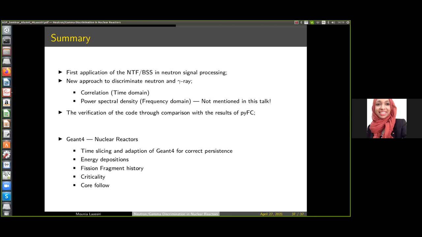For the next part, I mean the reactor simulation by using GEANT4, many features of the reactor were simulated, such as time slicing and adaptation of GEANT4 for correct persistence, energy depositions, fission fragments, history, criticality, core follow. So in fact, the aim of this project, the reactor simulation, is to simulate an open source reactor code to lower the barrier for universities to get involved in making the understanding of reactor transport. So thank you so much.